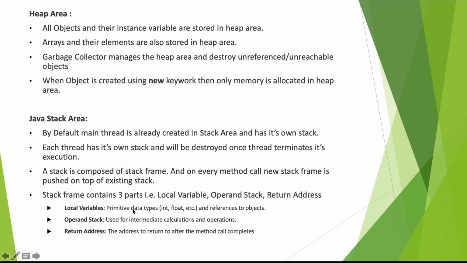Local variables contain primitive data types and references to objects. Whenever a method executes, it contains some local variables or references to some objects, and these are stored in the stack frame. Then operand stacks: operations executed inside a method are also present in the stack frame. And return address means if a method is called from another object, the address of that method will be stored here.